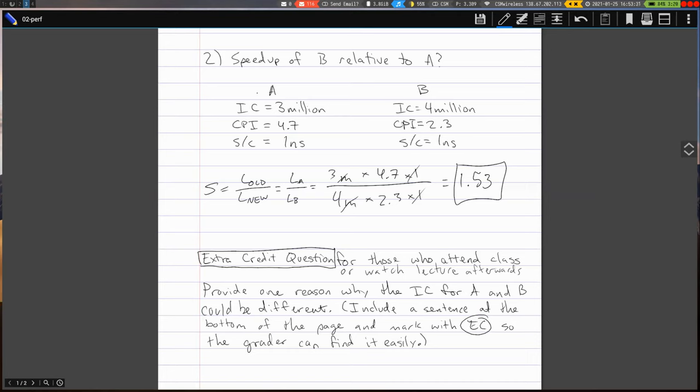B would obviously be the RISC system. It would be the one that has more instructions, but they're way faster. And A is definitely a CISC. Okay.